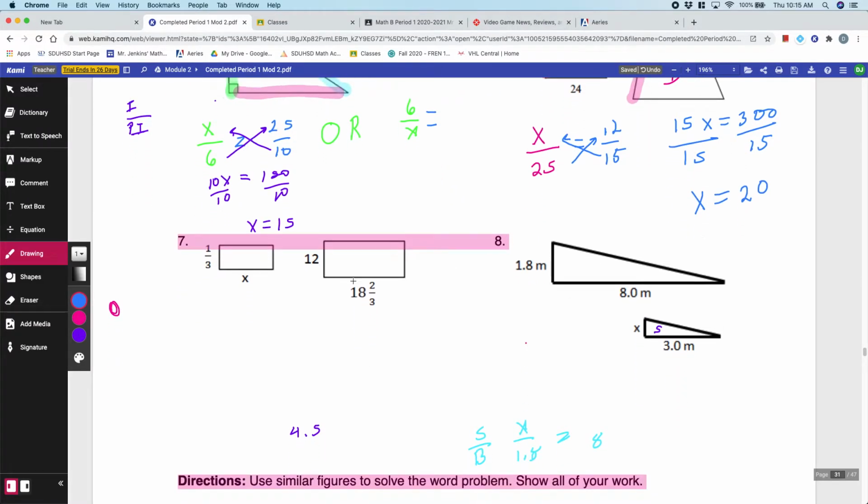All right, so let's go ahead and look at number 7. I really don't like the numbers they use. So let's get rid of this 2/3, and let's turn this 1/3 into 3. So this is my new problem. I just didn't like the numbers, so I'm changing them.